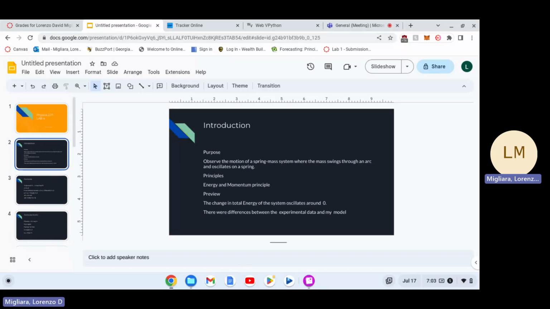So the purpose of this lab is to observe the motion of a spring mass system, where the mass swings through an arc and oscillates on a spring at the same time. Now, the principles that we're observing here, the principles of motion, are the energy and momentum principle. And just as a preview, the result I found today is that the change in total energy of the system oscillates around zero, and there were differences between my experimental data and the model I created.